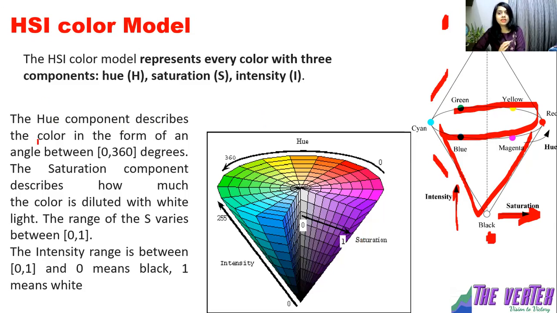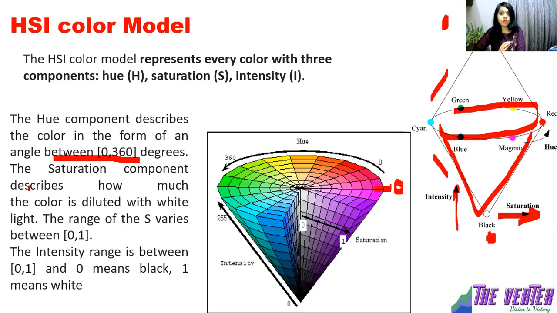The hue component describes the color in the form of an angle between 0 to 360 degrees. So if you see hue, as I told you, hue represents the outer ring. Outer ring means it is the purest form of that particular color family. So hue will change as an angle. Here hue is 0 degrees, and in this direction it will rotate like this and here again it comes to 360 degrees. So the hue component describes the color in the form of an angle that varies from 0 to 360.